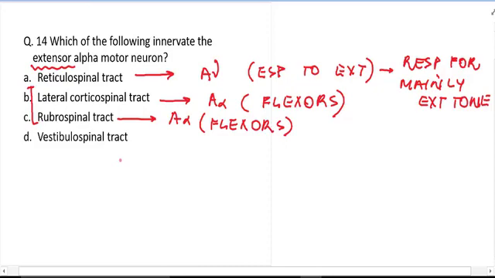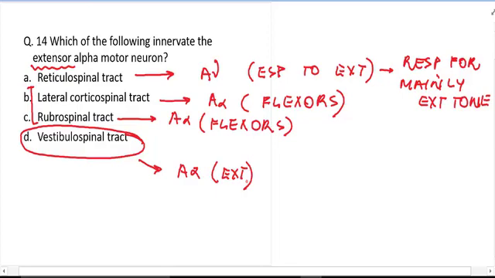On the other hand, vestibulospinal tract will innervate mainly the A alpha to the extensors. This is involved in maintenance of posture.